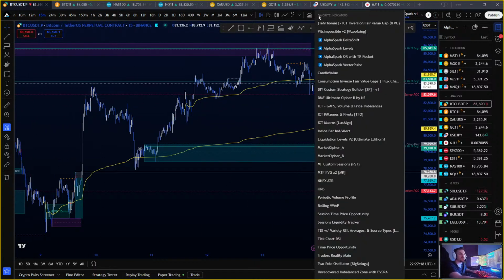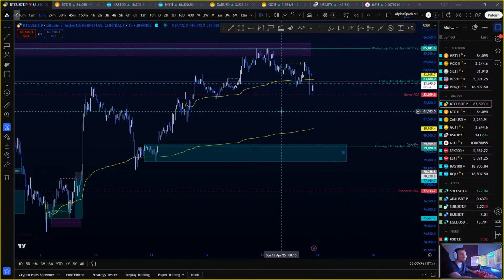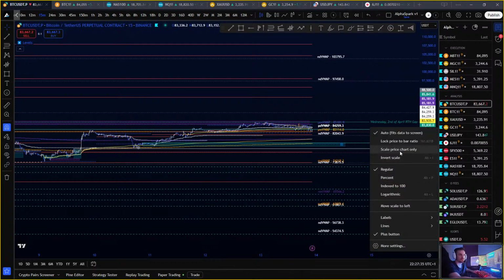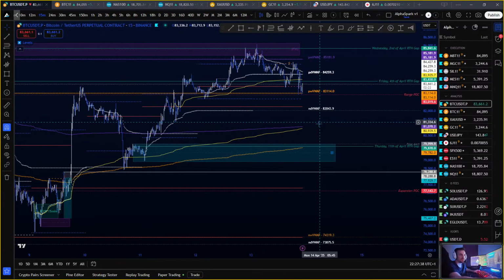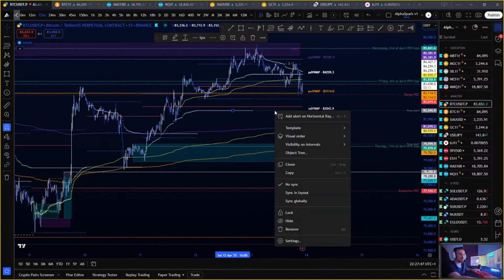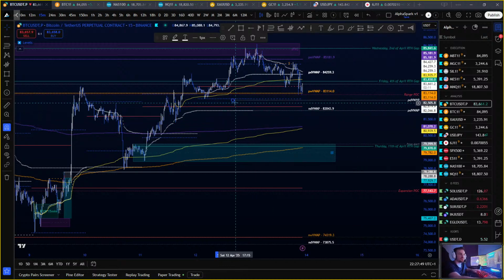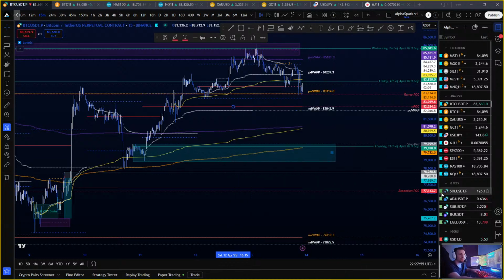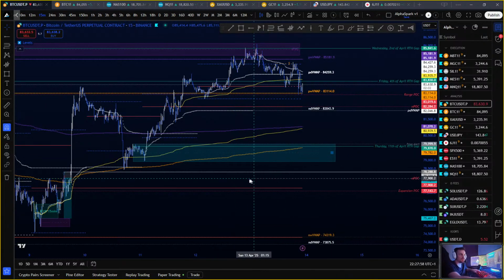Another thing that we can talk about is the levels. So let's mark out VWAPs and points of control. Give me just a second for it to load. So we have naked VWAP at 82k. Oops, wrong template. We have naked point of control. Another one down here.